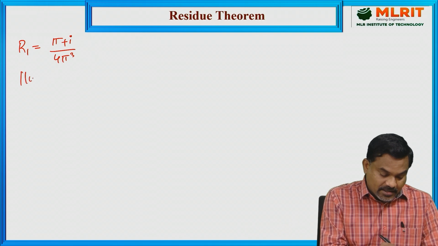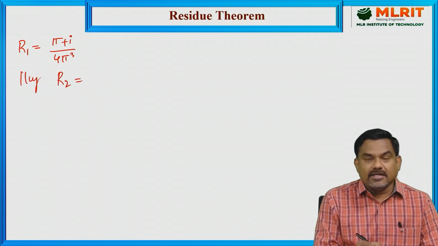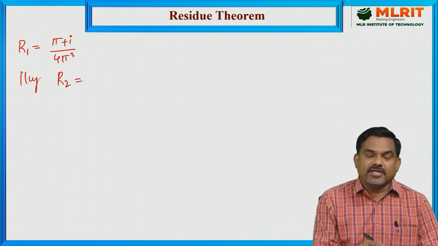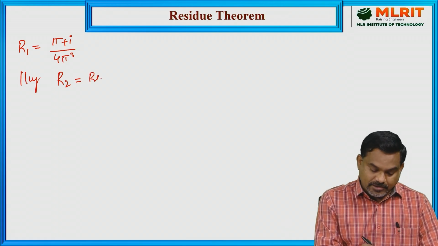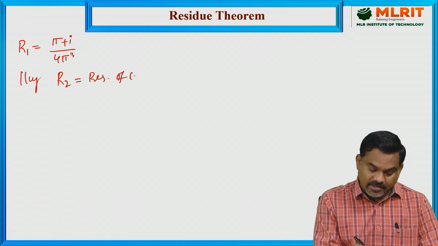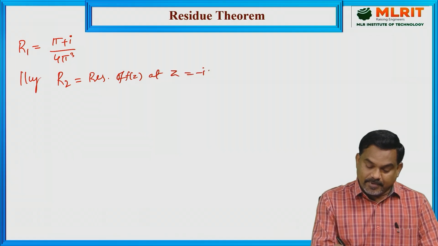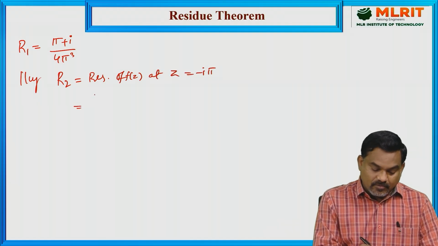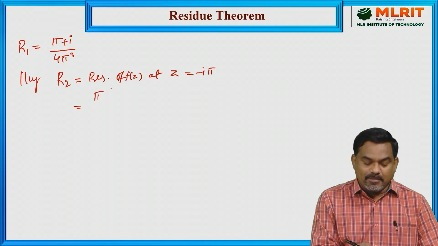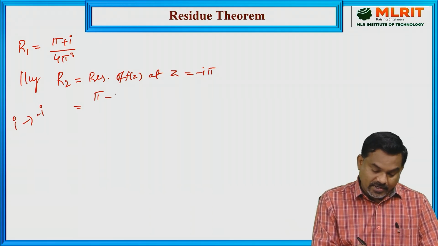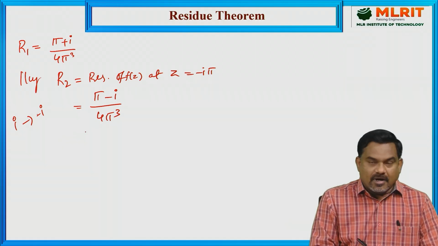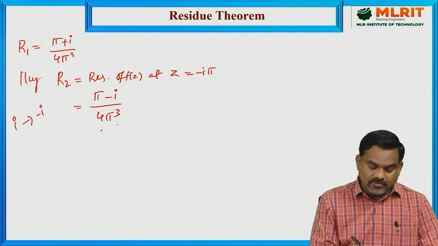Now, similarly, you can calculate the residue of the function at the other pole minus iπ. So, residue of f of z at z equal to minus iπ. Simply, we replace i by minus i. So, i by minus i. Then we get (π minus i) by 4π cube. Or else, if you want, you can calculate it directly, you will get the same.